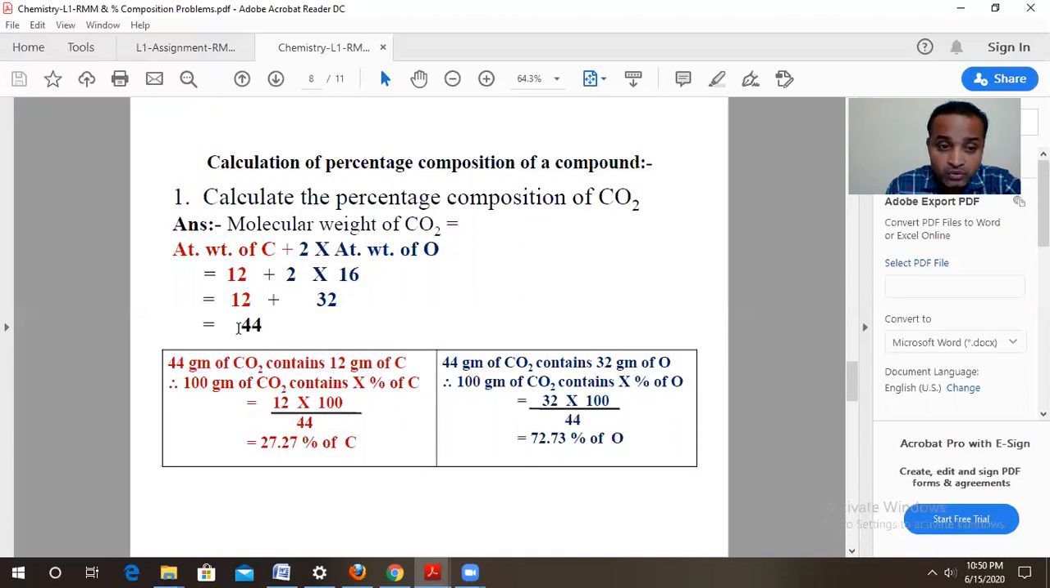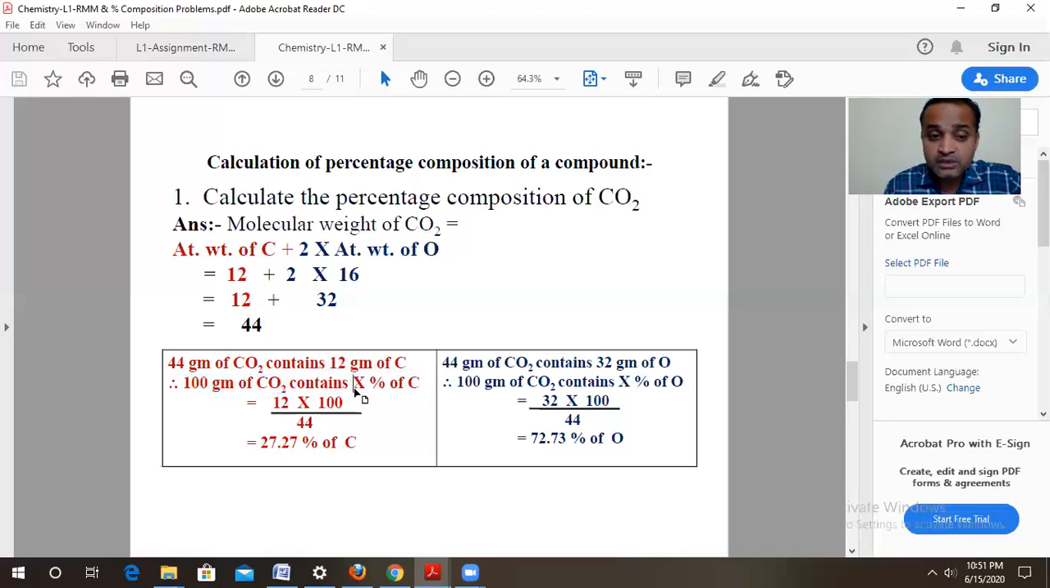Yes or no? Total is 44. Out of this, what is the mass of carbon? 12. So 44 grams of carbon dioxide contains 12 grams of carbon. We are going to find out the percentage. So if 44 grams of carbon dioxide contains 12 grams of carbon, how much will 100 grams of carbon dioxide contain? 100 grams of carbon dioxide will contain x gram of carbon.